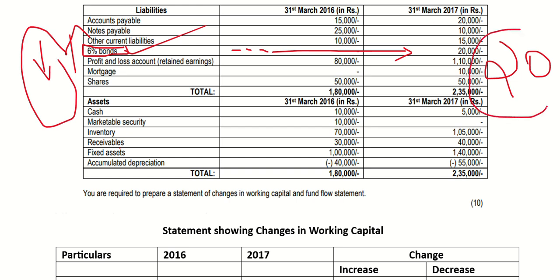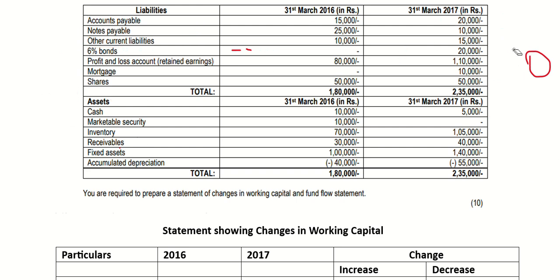So this 20,000 rupees have flown into the business. We have received this money in the year 2017. So from the view of a fund flow statement, what is it? It is a source of fund. Similarly, when we move on to the next item, it is given what? It is given profit and loss account.